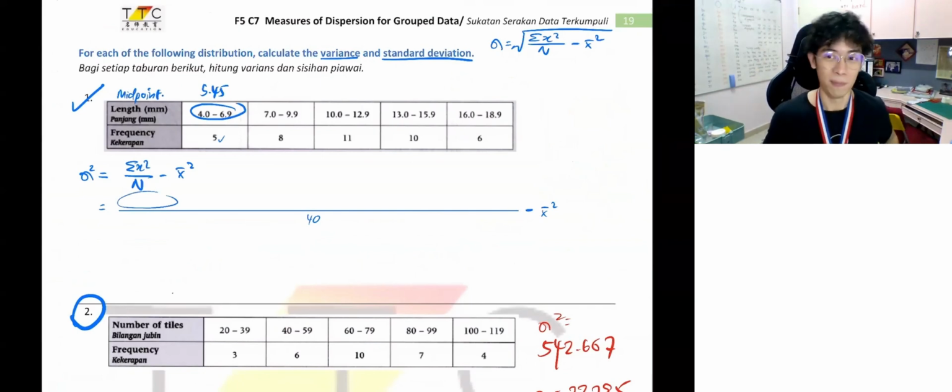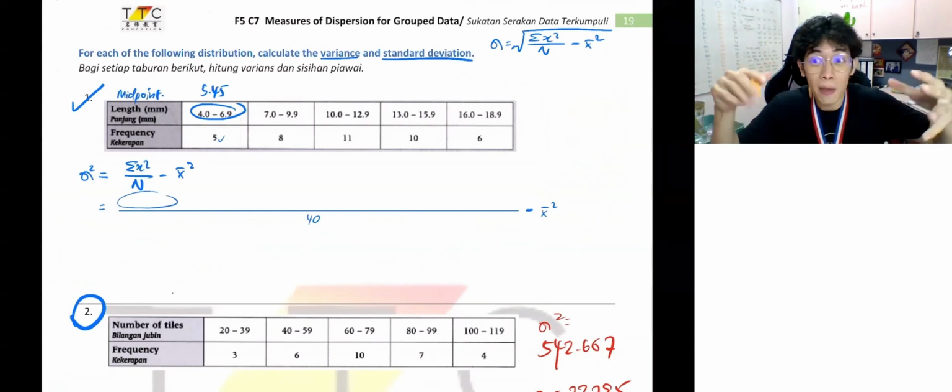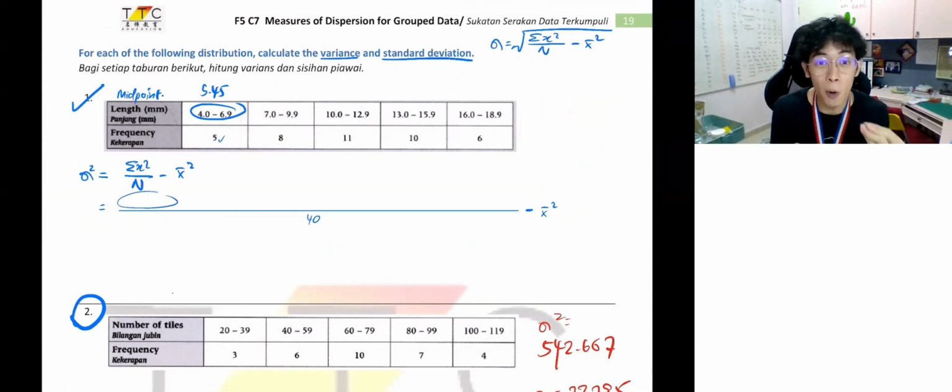Tell me in the chat. Because now I use 4.0 to 6.9 and I combine already. I make it a midpoint, 5.45, right? So tell me the first part, what should I do?